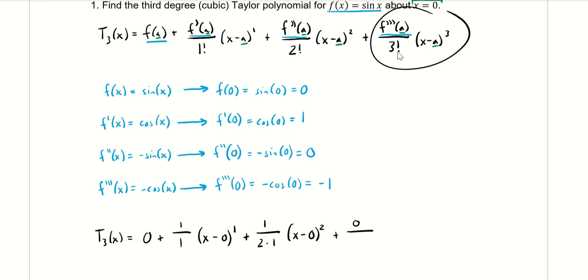Oh, sorry, I'm getting my derivatives mixed up. Ignore all of that. Let me start over. Sorry if I'm confusing everybody. Let me just start over here. Okay, so this is correct. This is the sine. Sorry about that.